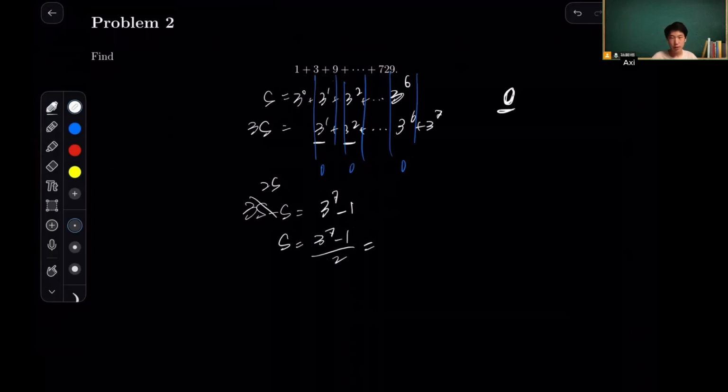Of course, this thing can also be simplified further, but this is a huge exponent, so we're not going to calculate it exactly. But at least you know how to calculate it now.